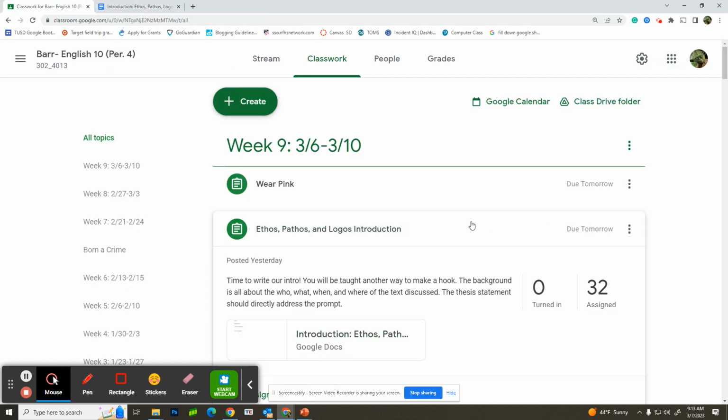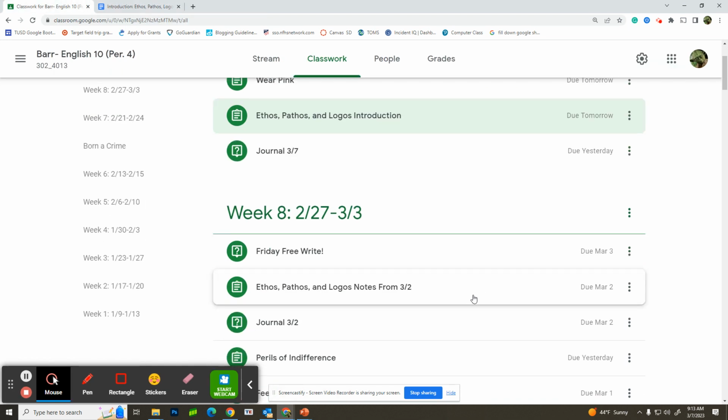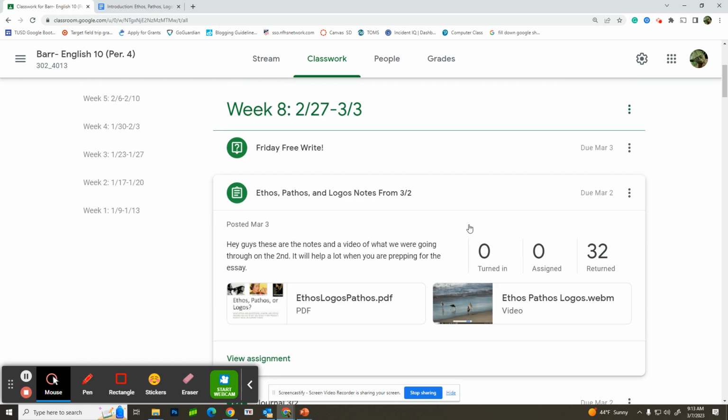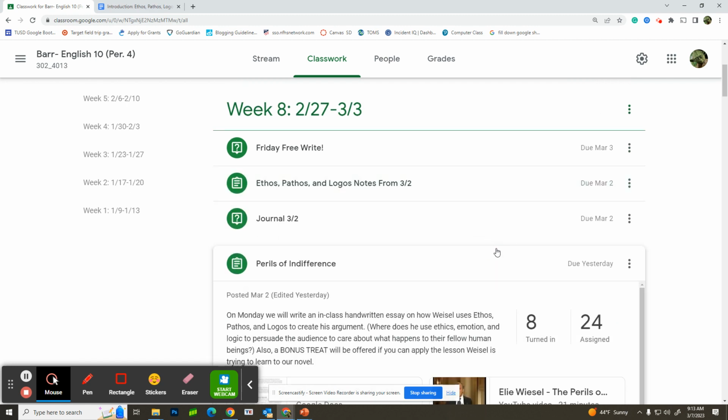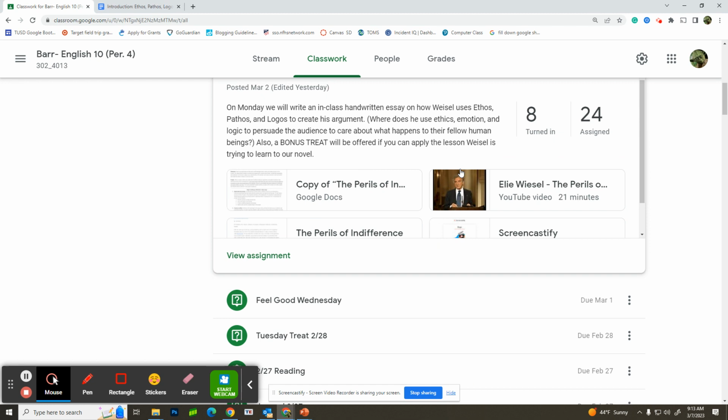Now, just a reminder, all of this, of course, is still sitting right here in the Ethos Pathos Logos notes. It's still sitting here in the Perils of Indifference. All of that information is still there. I expect this to be done and turned in before I get back at lunch. I will be grading these, and they go in the writing grade. This goes in the writing grade. One more time for the people in the back. This goes in the writing grade. Do not forget to do this.